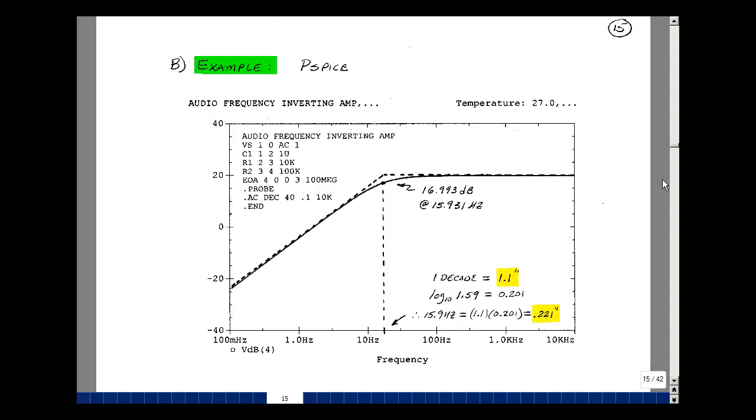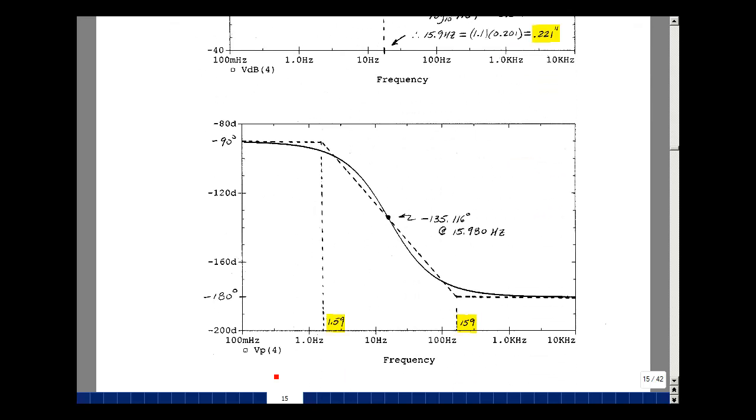Last, let's take a look at the phase angle. The phase angle of my transfer function is the phase angle of the output voltage minus the phase angle of the input voltage. But the phase angle of the input voltage is 0. So just the phase angle of the output node voltage, V4, is the phase response of my transfer function. And you can see it goes from minus 90 to minus 180.